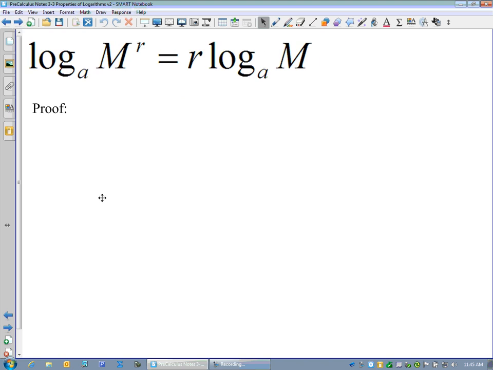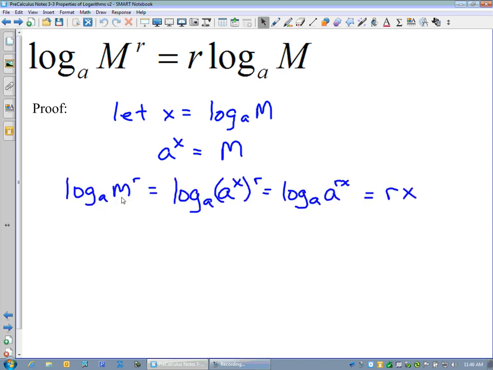And when we prove the power property, we're going to take a similar approach. We're going to define a variable, let x equal log base a of m, which means we can rewrite this in exponential form, which would be a to the x equals m. You know, the exponent of a that gives you m is x. And then we're going to take what we're trying to find an expression for, log base a of m to the r, and make the substitution for m. So m is a to the x. That's log base a of a to the x times r.